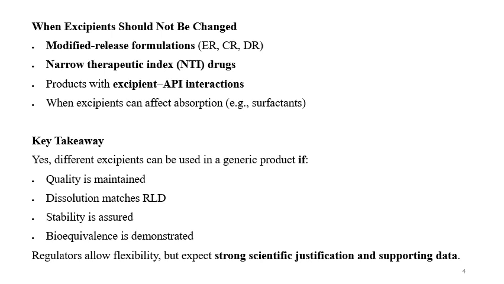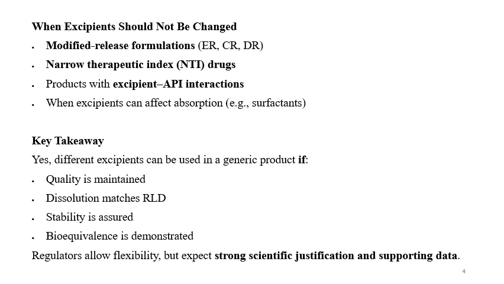Then, when should the excipient not be changed? The examples or conditions for not changing the excipients are modified release formulations, narrow therapeutic index drugs, products with excipient API interactions, and cases where excipients can affect absorption, like surfactants, whose use can impact absorption.